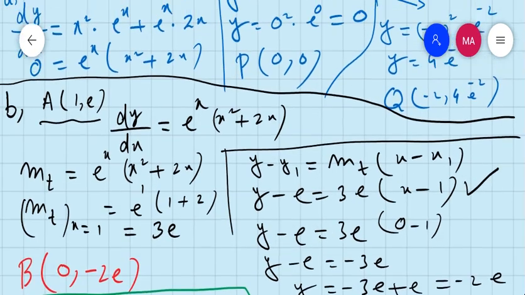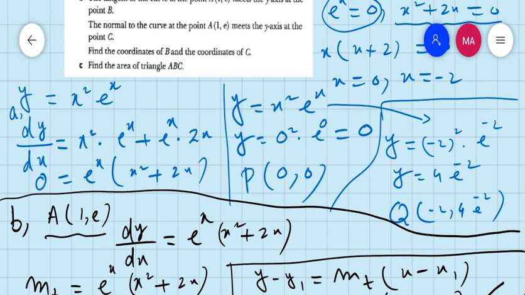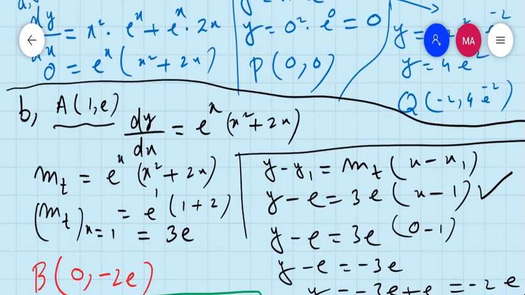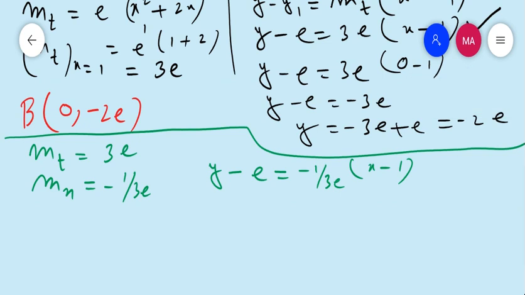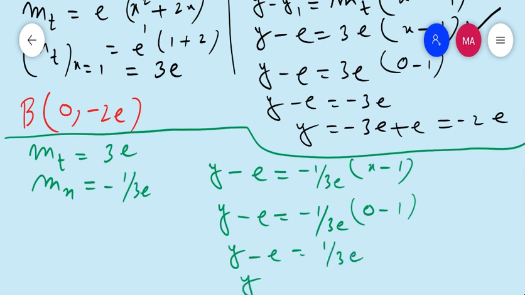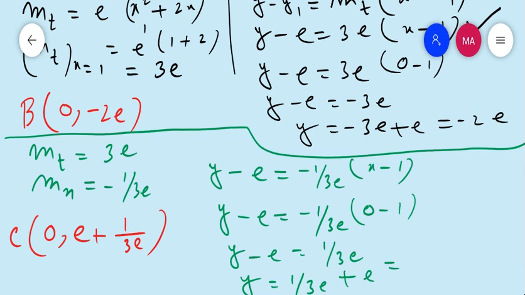And see, this normal, the normal to the curve at the point A (1, e), meets the y-axis at point C. So if the line cuts the y-axis, then the value of x must be 0. Okay, so y minus e is equal to plus 1 upon 3e. y is equal to 1 upon 3e plus e. Hence, the coordinates of C are (0, e plus 1 upon 3e). Now part B has completely finished.